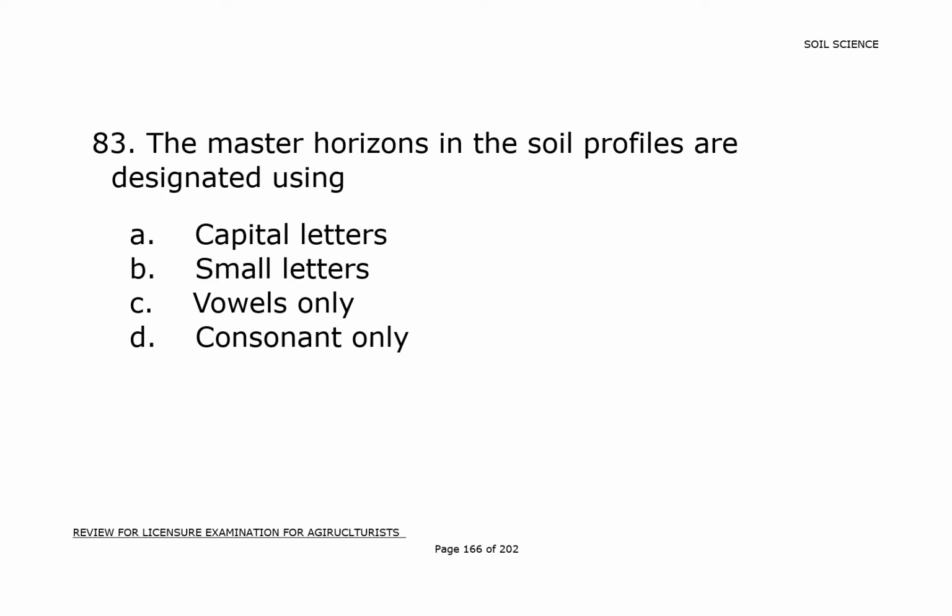Number 83. The master horizons in the soil profiles are designated using A. Capital letters, B. Small letters, C. Vowels only, or D. Consonant only. The answer is capital letters.